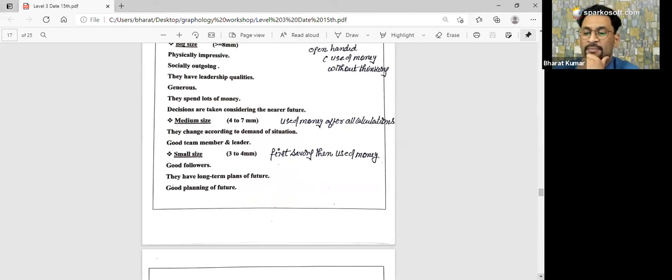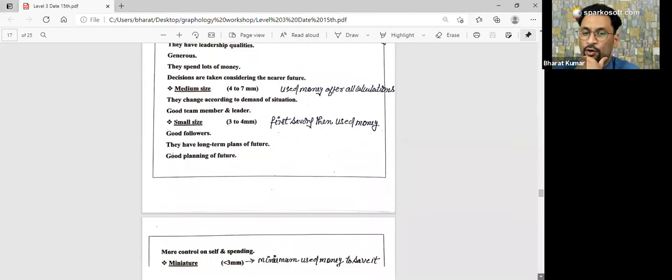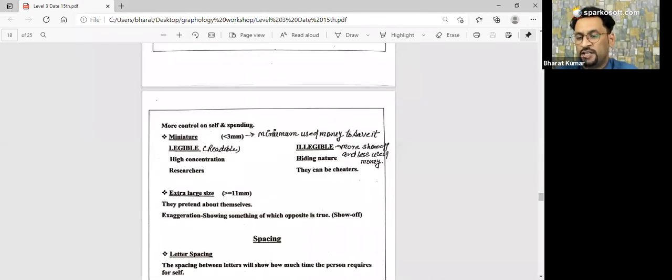Now medium level font, okay, small font 3 to 4 size, first they will save money and then left out money they will use. पहले पैसे को जोड़ेंगे, जो बचा है महीने में जोड़ने के बाद उस बचे कुचे को खर्च करेंगे, so they are more saving oriented, more control on self and spending. Okay, miniature, very small writing, minimum use of money, just saving, saving, saving. If handwriting is readable, meaning legible, high concentration, good understanding and calculation in the mind.